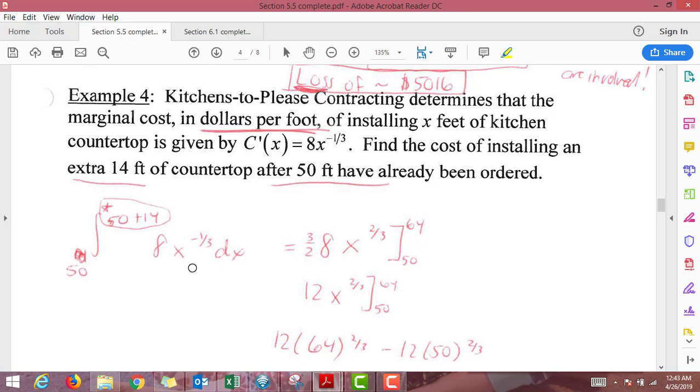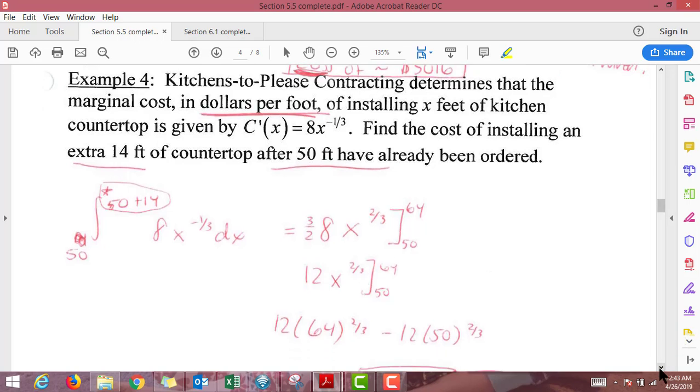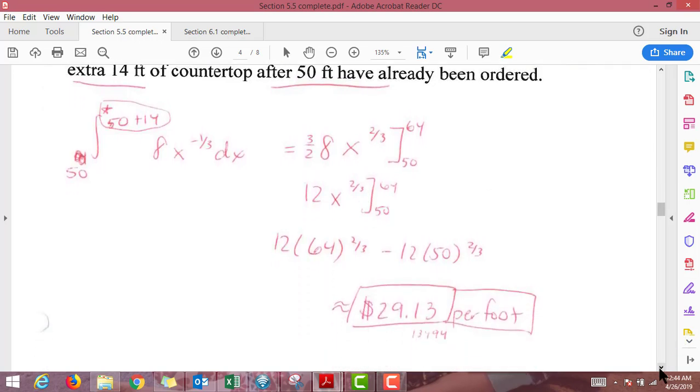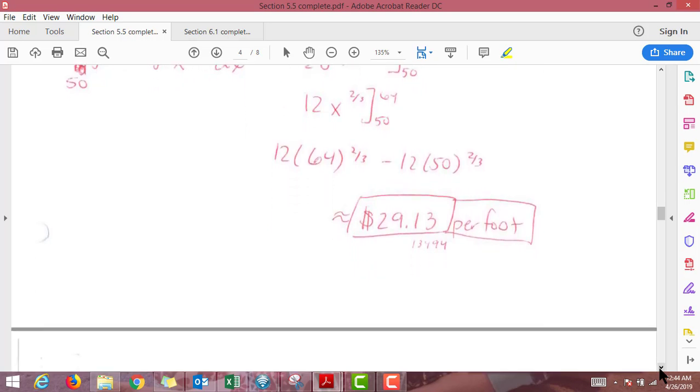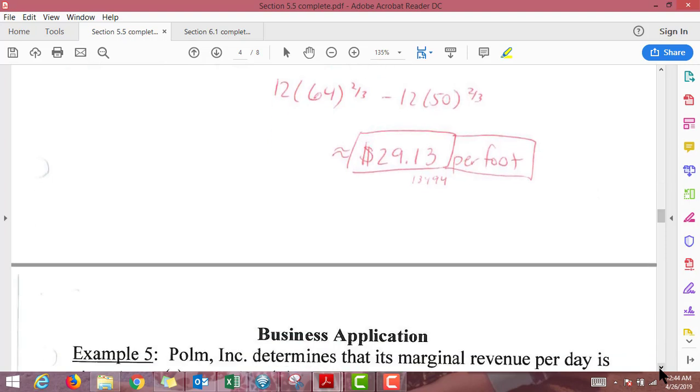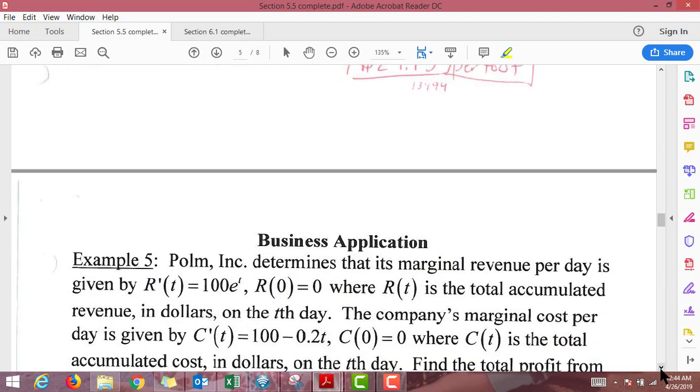So we're going to do the reverse power rule, add 1 to the power, divide by the new power, or multiply by its reciprocal. And then we need to plug 64 into the whole thing minus parentheses 50 into the whole thing. And at some point, you're going to need to type it into your calculator. So we get that to do those extra 14 feet, it would be the 2913 extra.